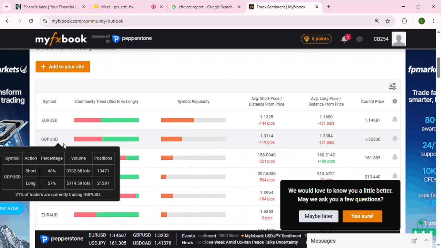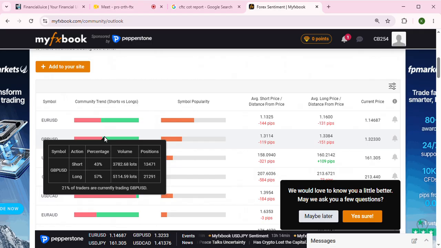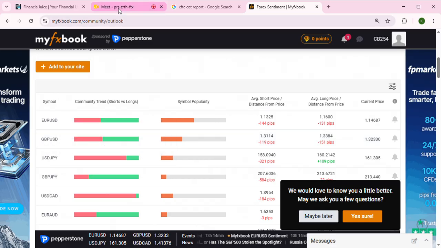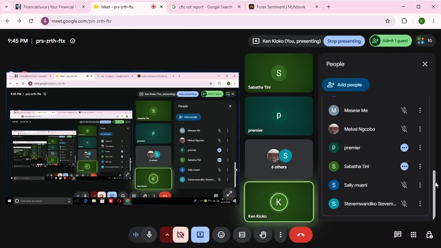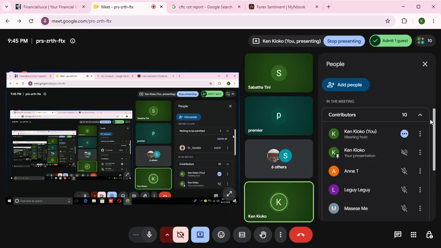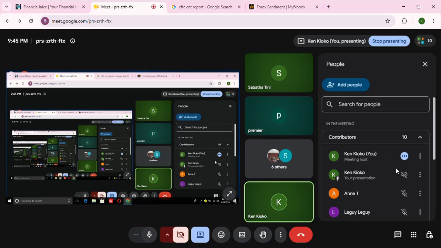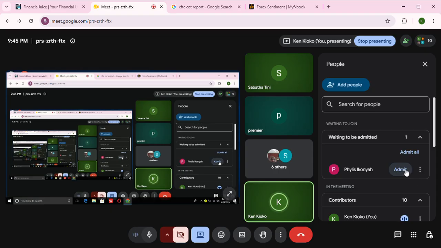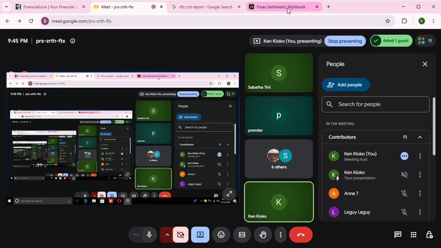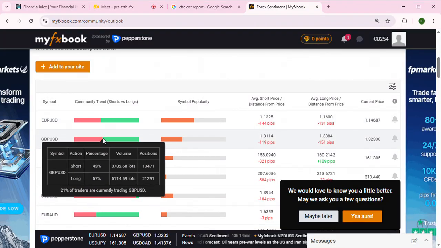Okay, so when you come to GBPUSD, you can see short is 43%, while longs are 57%. So in that case, we will be looking for sales. That is on GBPUSD. This week we are going to be looking for sales in that pair. Don't forget, that is sentimentally.